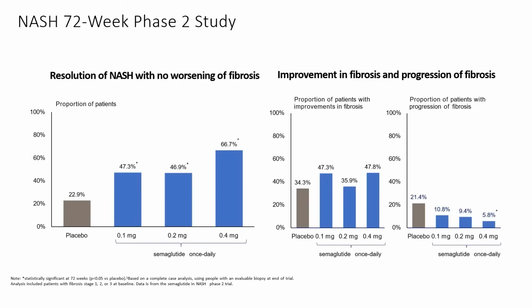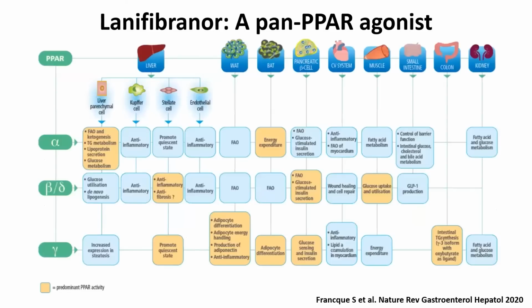So very promising agent. What's good about semaglutide is that you're going to tackle every component of their metabolic syndrome in addition to their NASH. You're going to reduce weight, improve lipids, and improve insulin sensitivity. Next.